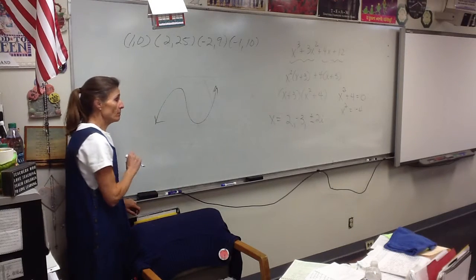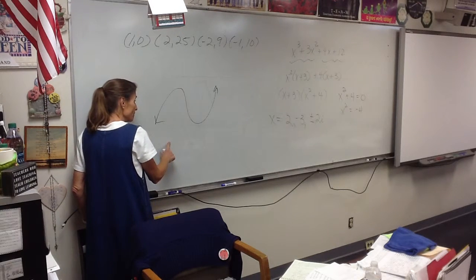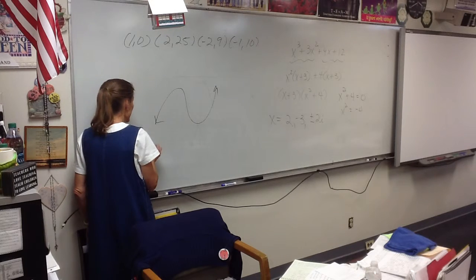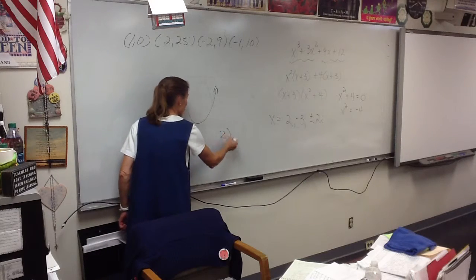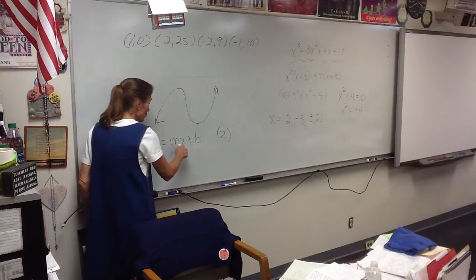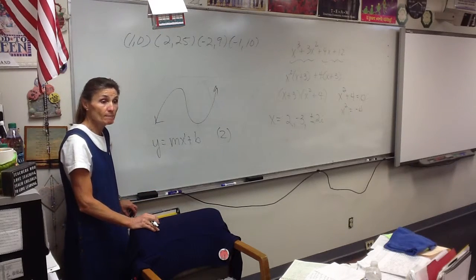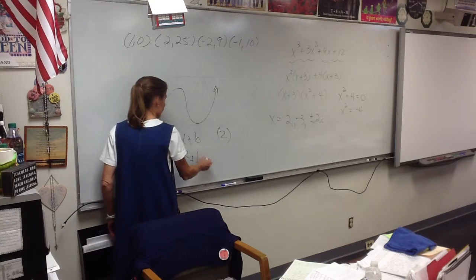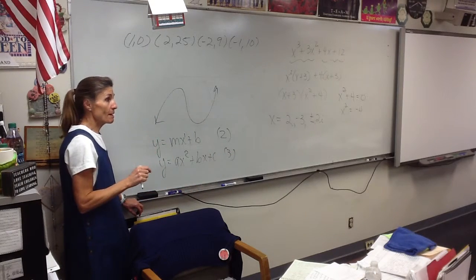Now I want to add a little bit of information here. If I were going to write the equation of a line, how many points does it take? 2. So to get y equals mx plus b, it takes 2 points. The degree on that is 1, right? So to get a first degree equation, it takes 2 points. To get the equation of a parabola, it takes 3 points.